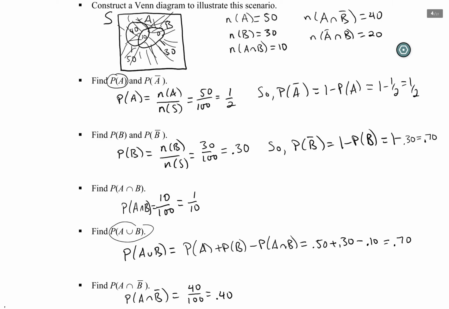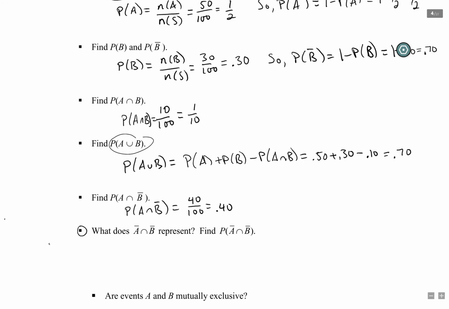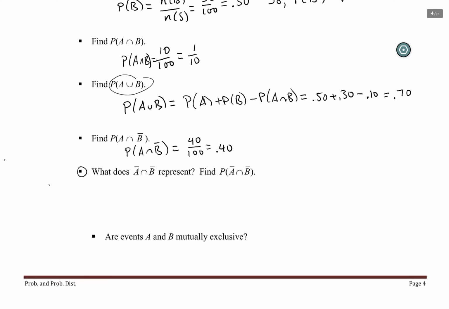So in the picture here, I've drawn out the intersection of the complement of A and B. It's everything that's outside of A or B is what it turns out to be. So it's everything outside of the union of A and B. Okay, so what does A complement intersect B complement represent?